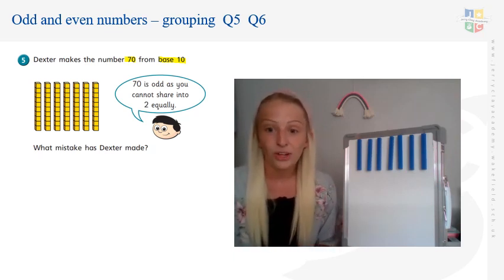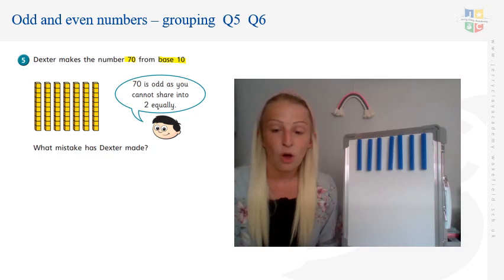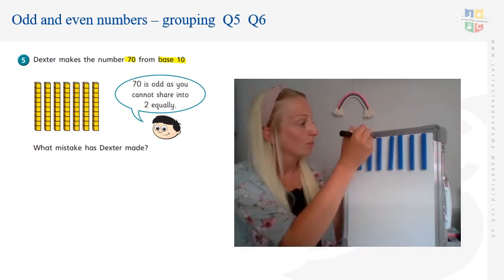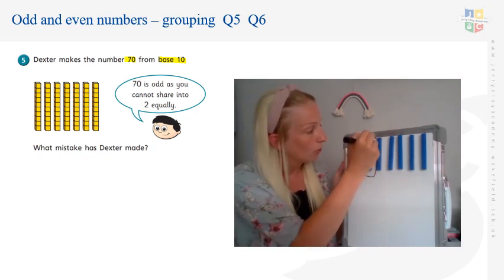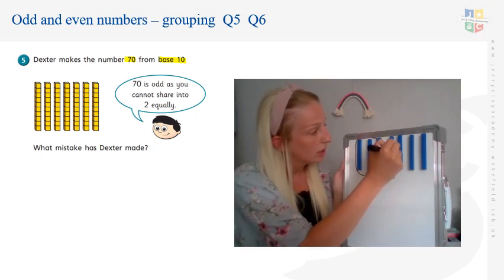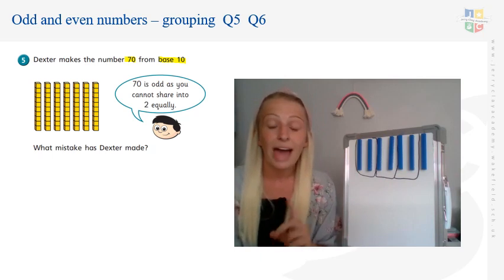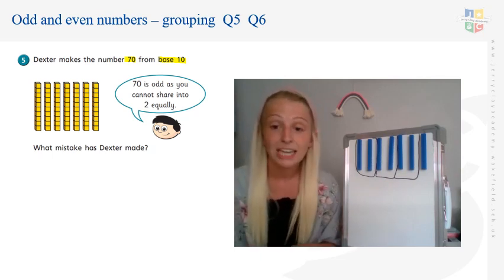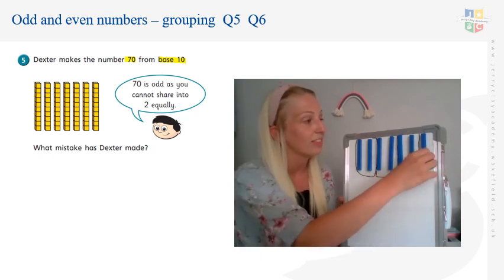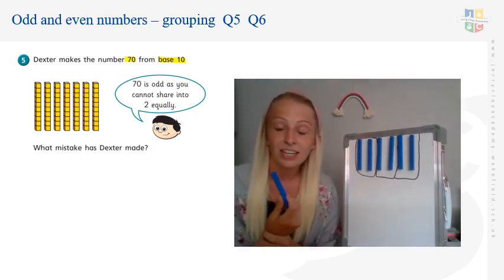Now see if it's equal. I need to put it into groups of 2. So one group of 2, 2 groups of 2, 3 groups of 2. Now I have 1 ten left. Now Dexter's made a mistake because this 10 isn't in 1s.